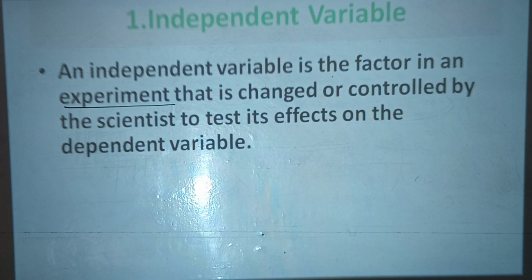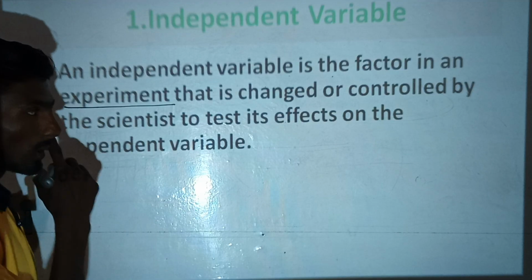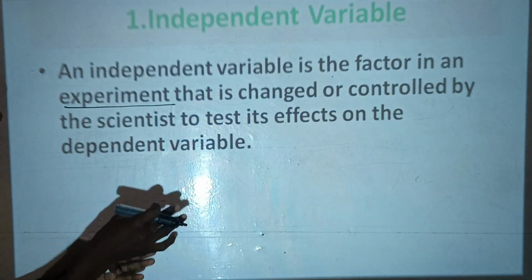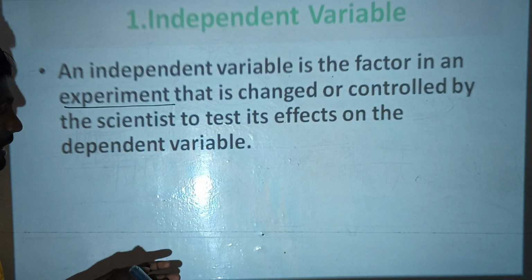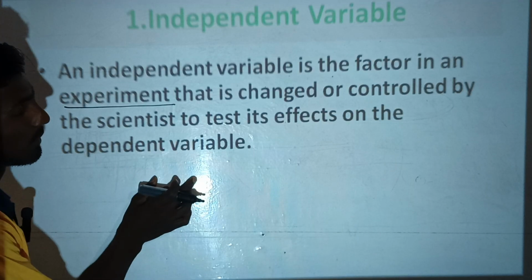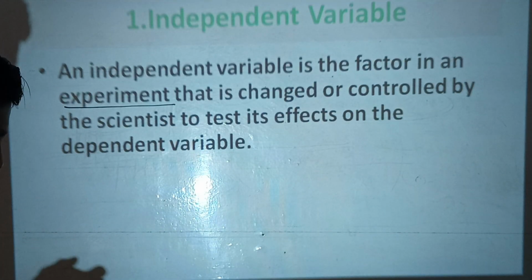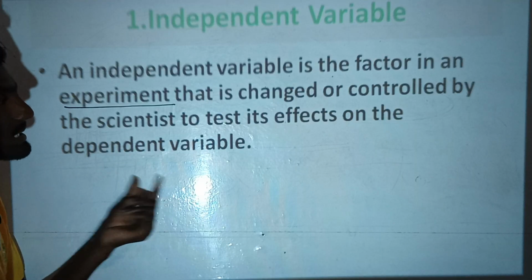on the dependent variable. Okay, so the independent variable means those types of factors in the experiment that can be changed or controlled by the scientist, or you can say controlled by the person who is performing this experiment, and it affects the dependent variable. Already I told you, the effects of the experiment depend on the dependent variable. Let's understand by its example.